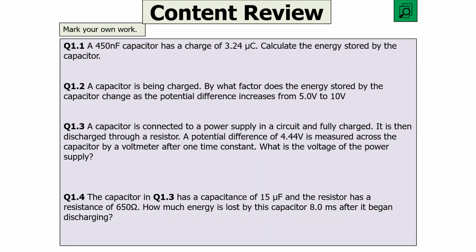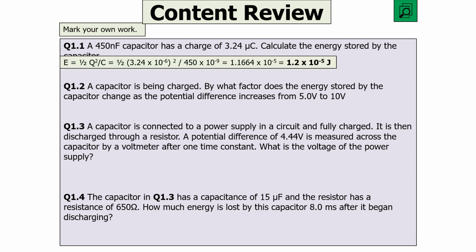Right, in this first one, we've got to just look at what equation we can use for energy stored. We've got capacitance, we've got charge. So we can use our equation E equals Q squared over 2C, pop in all the values, check your prefixes, and we get 1.2 times 10 to the minus 5 joules.